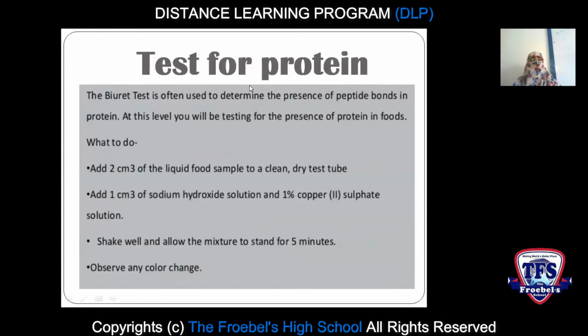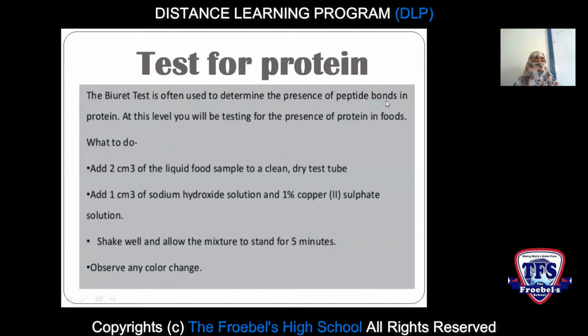For the test of protein, you need a biuret solution. Biuret solution is basically made up of sodium hydroxide and copper sulfate solution. It is blue in color, but not as blue as the Benedict solution is. Biuret solution is often used to determine the presence of peptide bond.